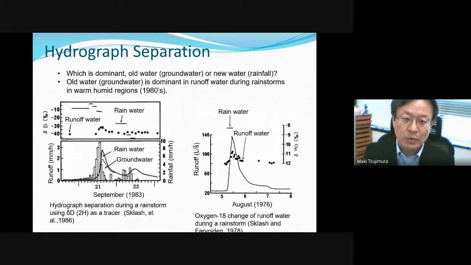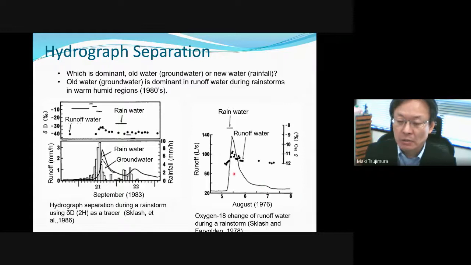So this is an example, Sklash et al. 1986, one of the most important and famous papers published in Water Resources Research. They used deuterium, hydrogen-2 isotopes, as a tracer for specifying the waters, for hydrograph separations. This part below the dotted line is coming from old water, that is groundwater. And above the dotted line, that part is coming from the rainwater. So more than 60% of the stream waters are coming from old waters, groundwater.